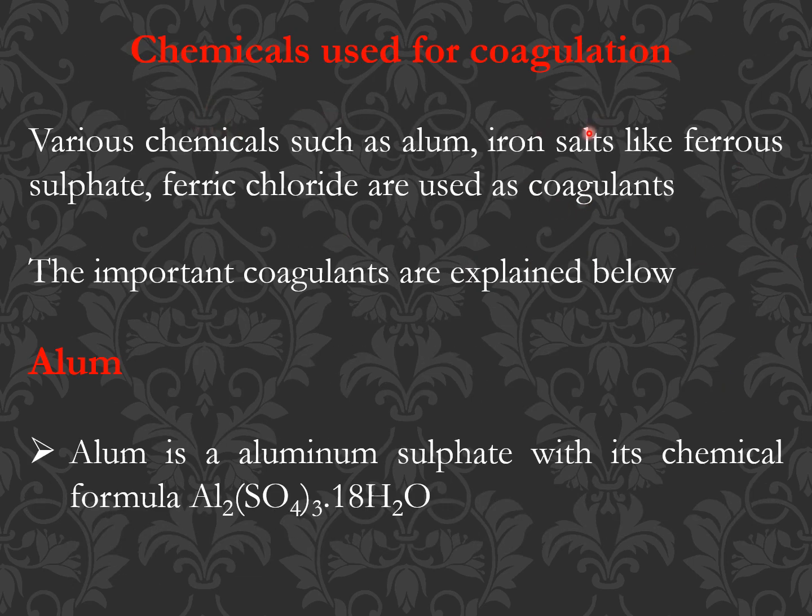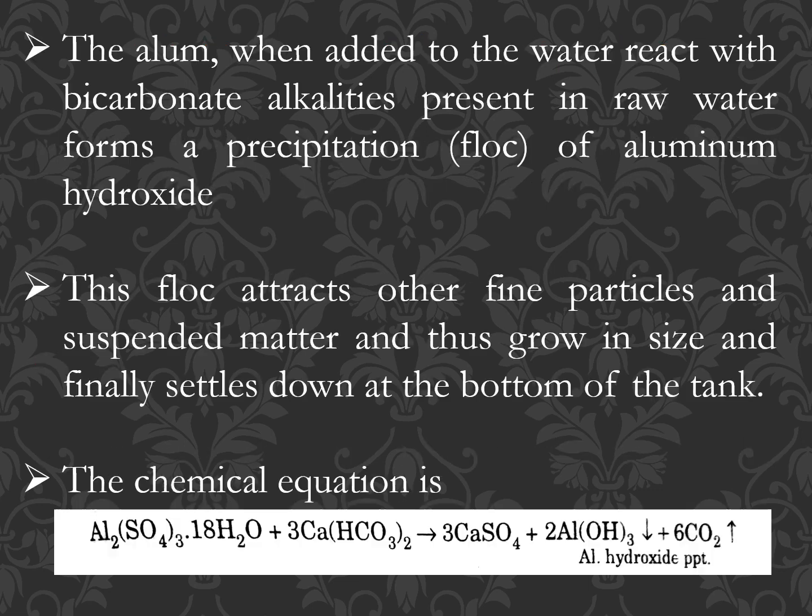The chemicals used as coagulants: alum is a very cheap and the best chemical, still used now in water treatment plants. Apart from alum, we also use iron salts like ferrous sulfate and ferric chloride as coagulants. Alum is aluminium sulfate, Al2(SO4)3·18H2O. Aluminium sulfate is the chemical name for alum.